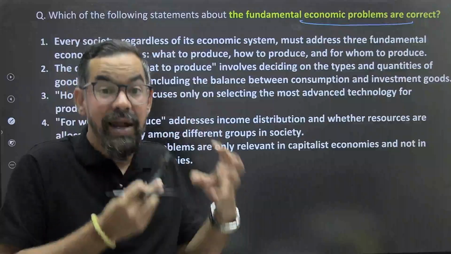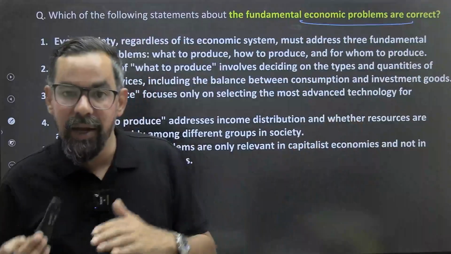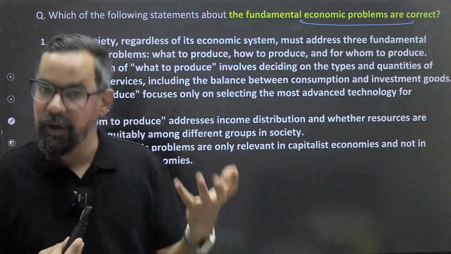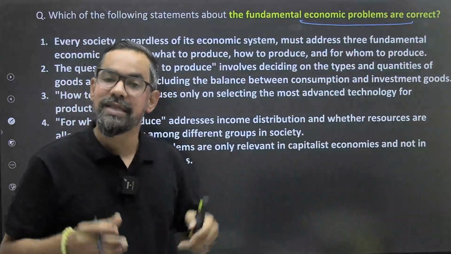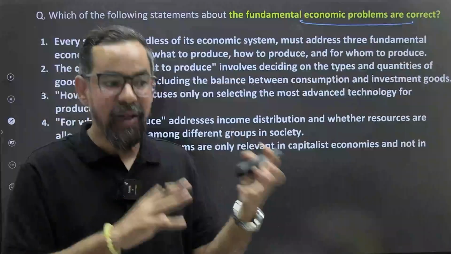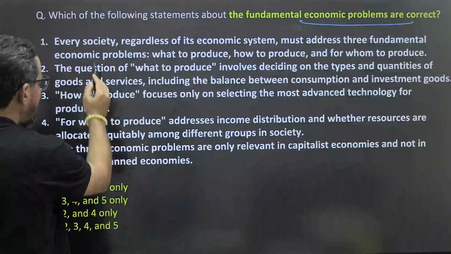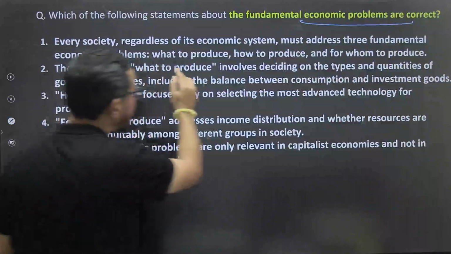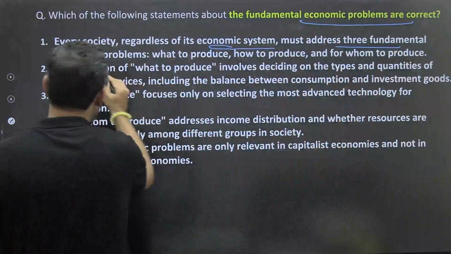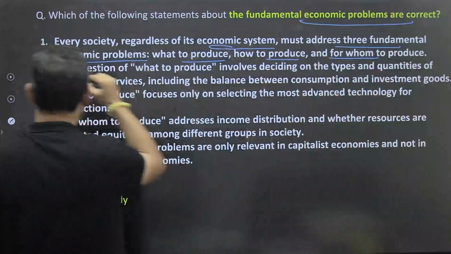When it is decided by the government, it is a command economy, right? When it is decided by the market, it is your market economy or capitalistic economy. When it is decided by both government as well as the private entities, it is your mixed economy, right? So every society, regardless of economic system, must address 3 fundamental economic problems. These are what to produce, how to produce, and for whom to produce.